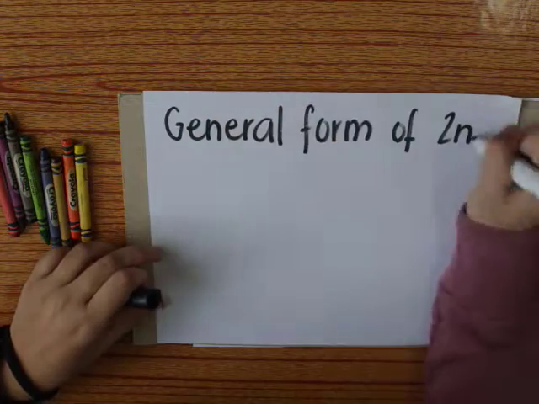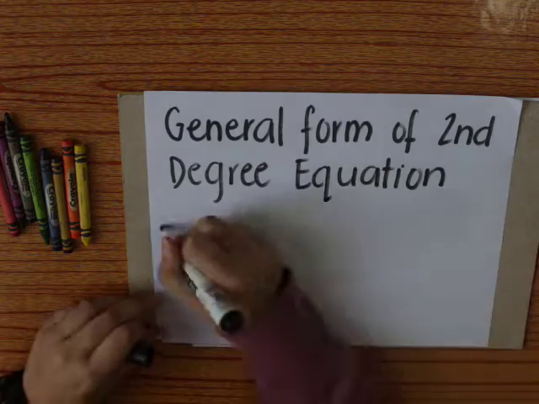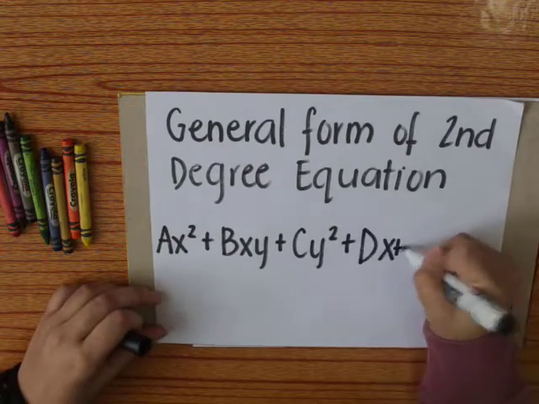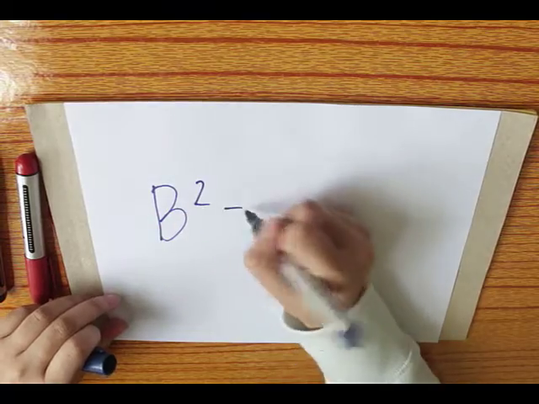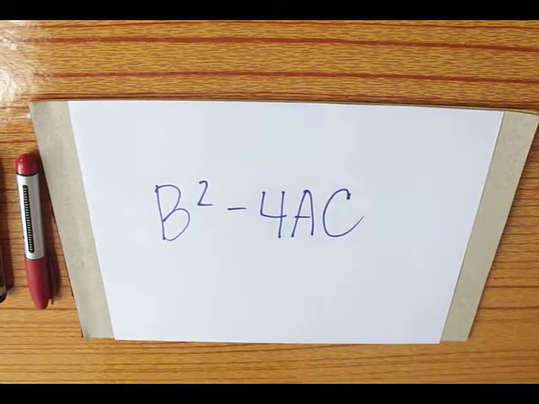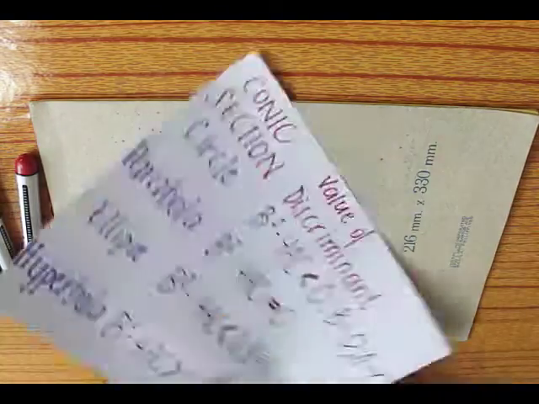The type of conic section can be determined using this equation, the general form of the second-degree equation, and the value of the discriminant b squared minus 4ac. Refer to this table.